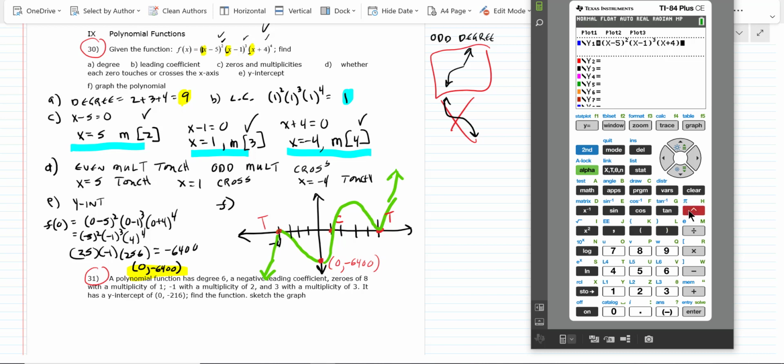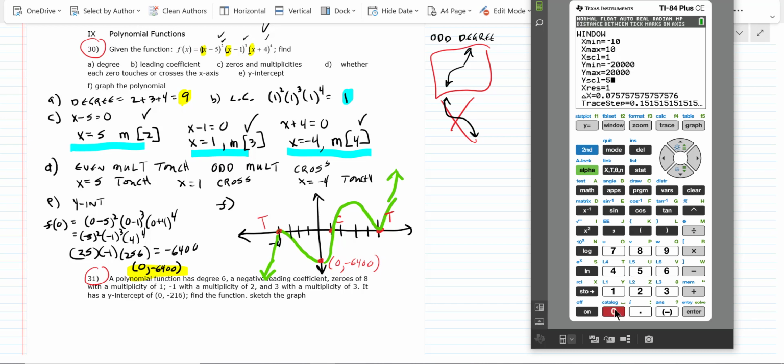Now, when you do the window on this, if you do a standard window, you're not going to see this full graph. So what I would suggest that you do, -10 to 10 on x is good. All those x-intercepts fit in there, but you had that y-intercept of -6400. So what I'm going to choose to do is pick a number a lot bigger and smaller than that 6400. I don't know what's best, but I'm going to try -20,000 to 20,000. You can scale that by whatever you want to. I think 5,000 is reasonable.